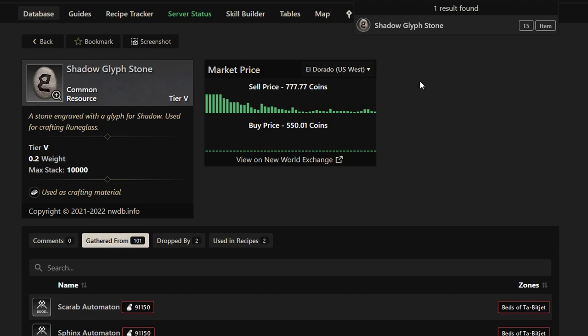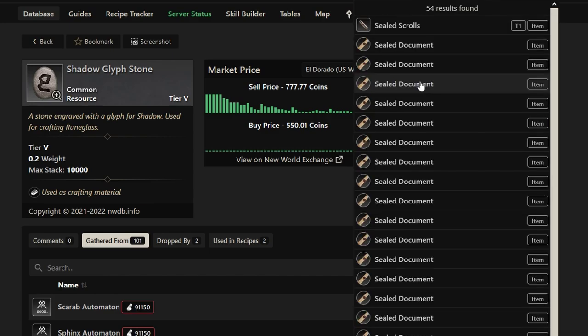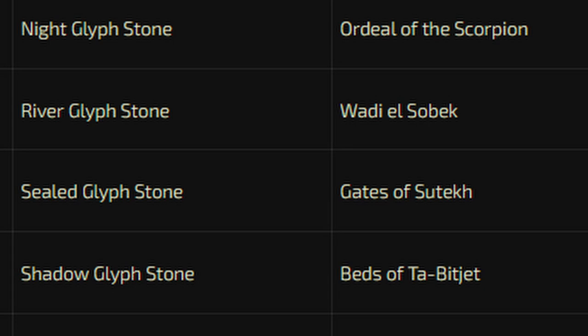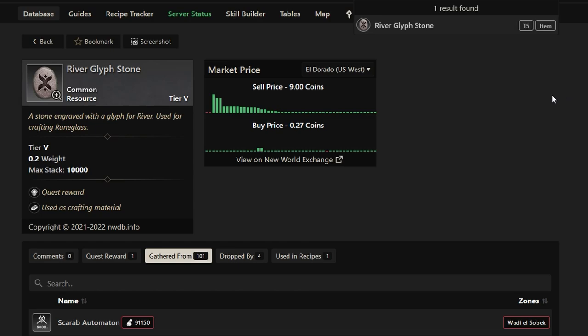Also, we have the Sealed Glyph Stone, which is another glyph that's going to be commonly used. It's Gates of Sutekh. I'm going to spell it out because I'm probably butchering it. So if you want to hunt this one down, you definitely can. Sealed Glyph Stone is what it's called. It's going to be 89.99 in coins, so nothing too crazy there, just 90 gold. So probably not going to spend the time to hunt that one specifically. Next up, we have the River Glyph Stone. This one is going to be found in Wadi El Sabek. This one's only 9 gold, not worth running for. Just going to continue to mention it because it is, in fact, a glyph stone.